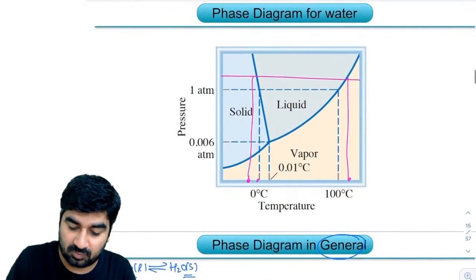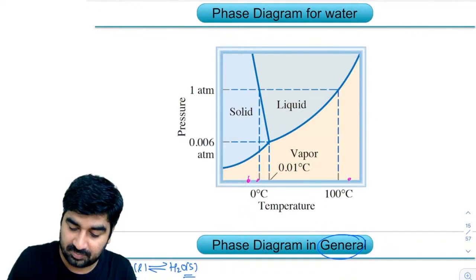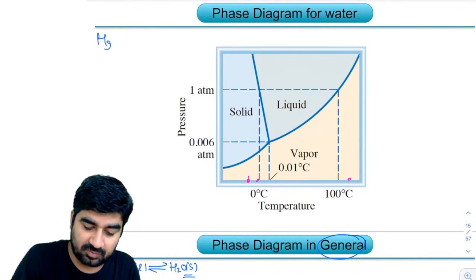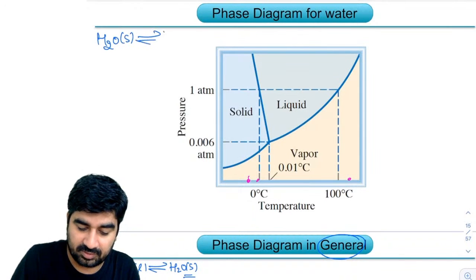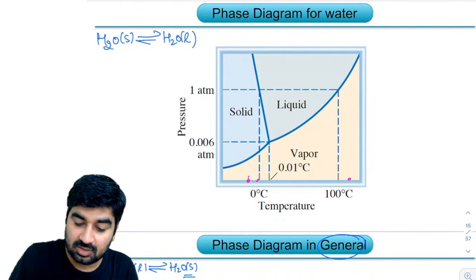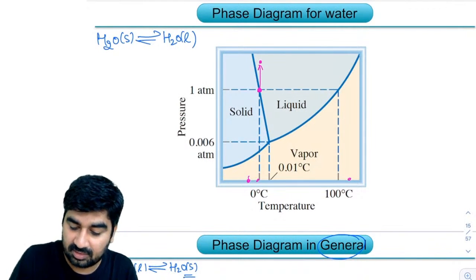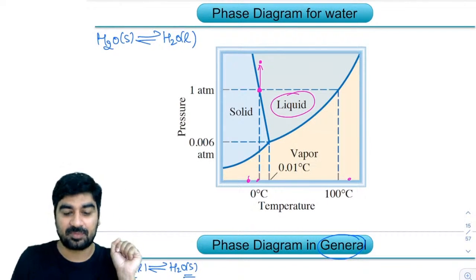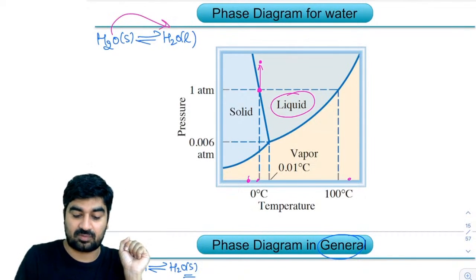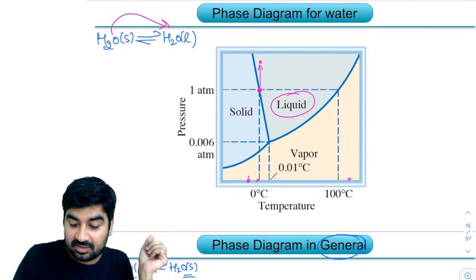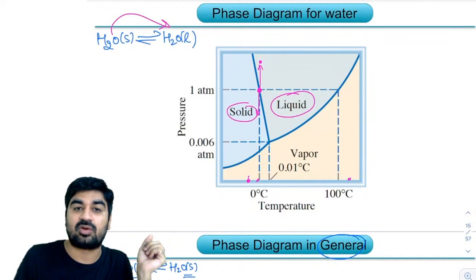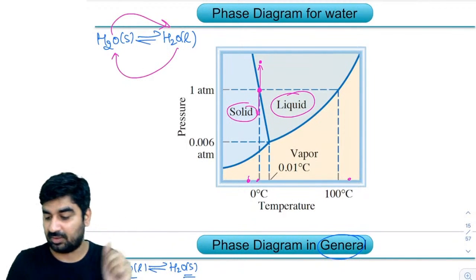If I take it for water, for water I'm telling you first, solid and liquid. If I'm here, guys, and I increase the pressure, I will be here, and this is the region for liquid. It means the reaction will move forward. And if I decrease the pressure, I will move to solid, so the reaction will move backward.